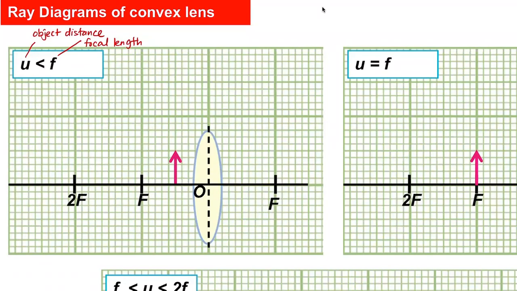Okay, so we'll try again. We will start from the top of the object, and then parallel to the principal axis, and then it will be refracted to F. Okay, it will be refracted there, and make sure to use a ruler for this one.